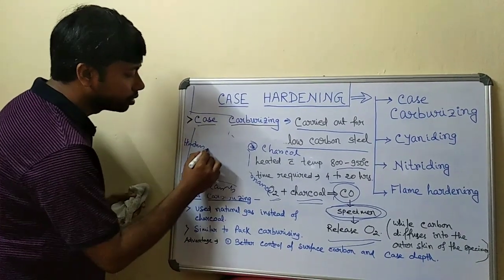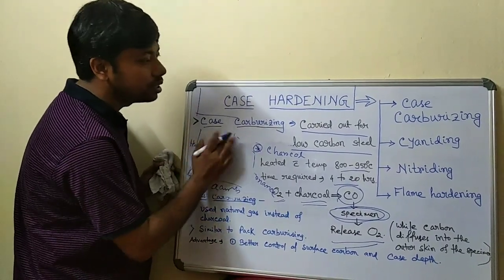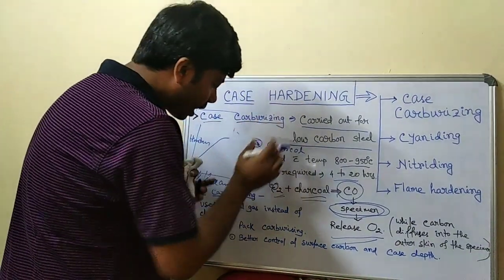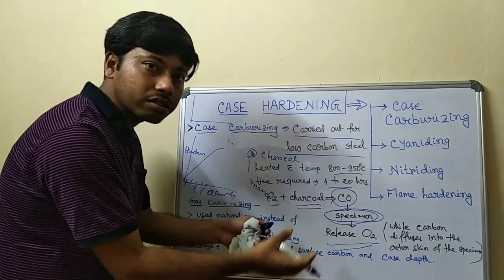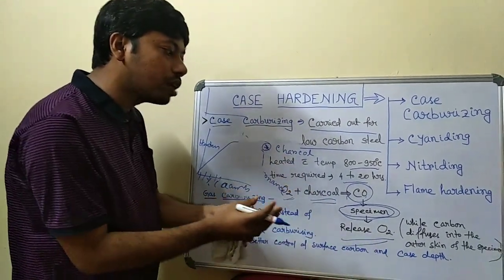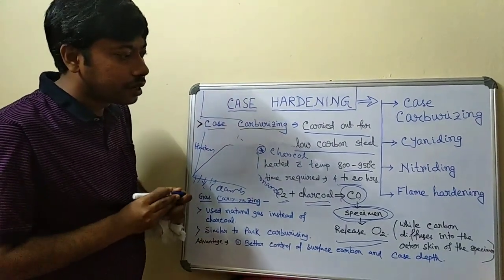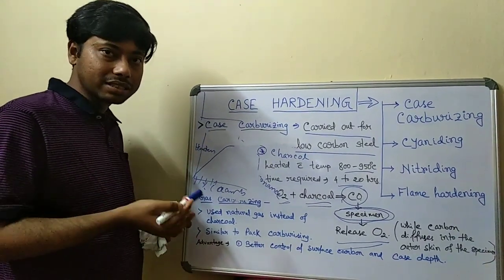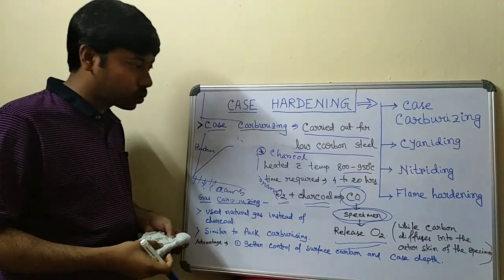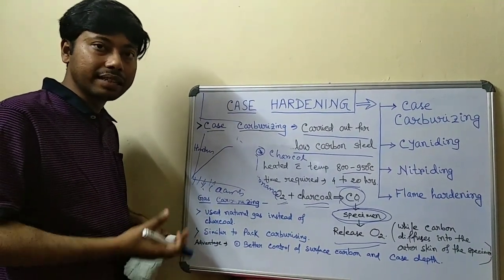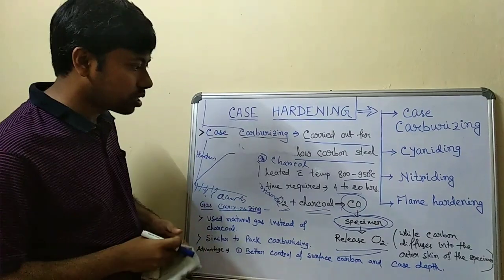If you increase the carbon content, you already know that if the percentage of carbon is increased, the hardness value will be increased also. So in case carbonizing process, the specimen comes into contact with carbon monoxide, they release oxygen while the carbon diffuses into the outer skin of the specimen. So basically, they form a layer of carbon in the outer section of the material. So this carbonizing process gives you the maximum amount of hardness from the material. So this is the basic process of case carbonizing.